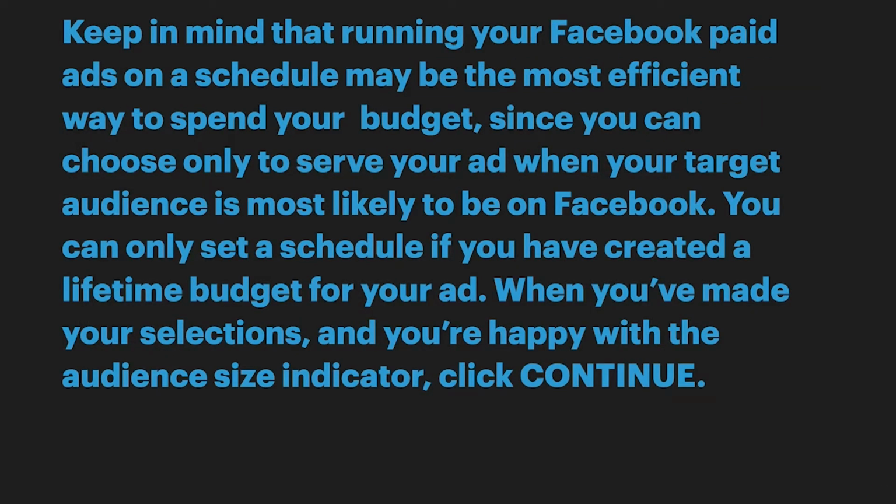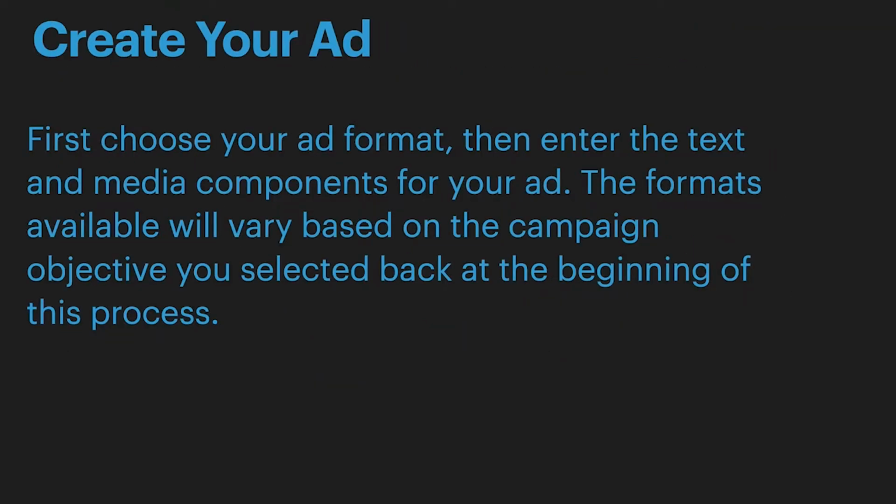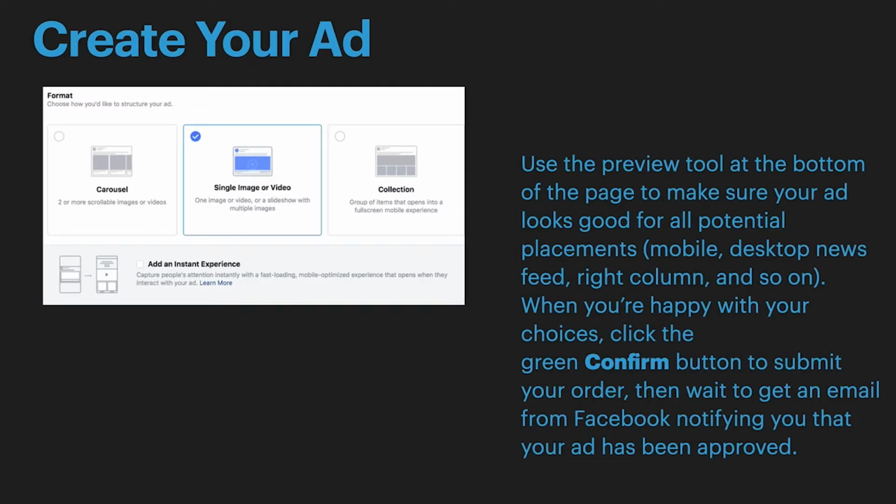And when you've made that selection and you're happy with it, then scroll down and hit that continue button. Now you're ready to create your ad. So just choose the ad format that you want, then enter the text and then those media components, like downloading the video or the actual picture in the format of the ad. And it's going to look a lot like this during the preview.